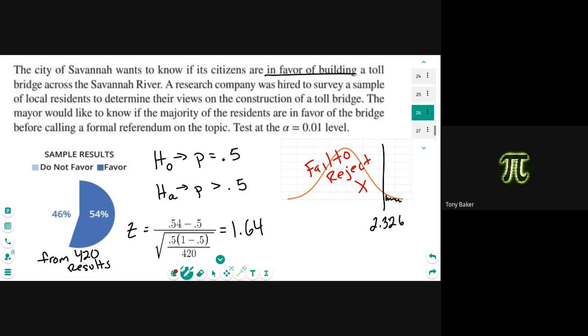P hat is typically, you'd have to do the calculation to divide what you want over, but they gave it to you in this case with the pie chart. So we had the 0.5.